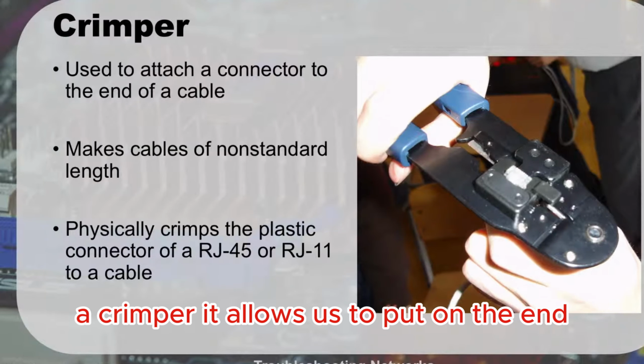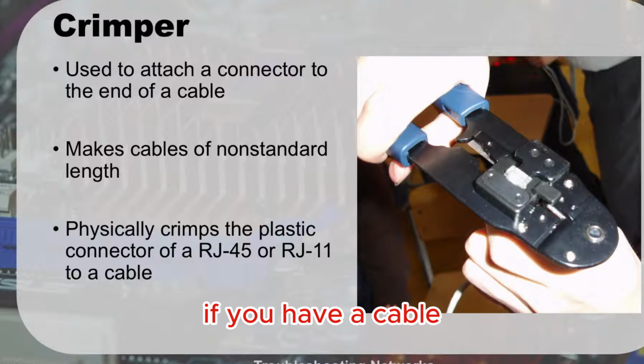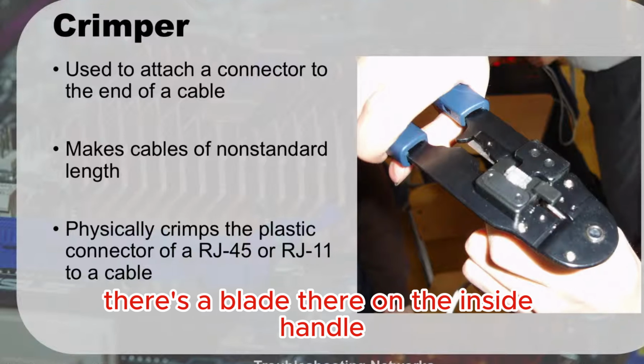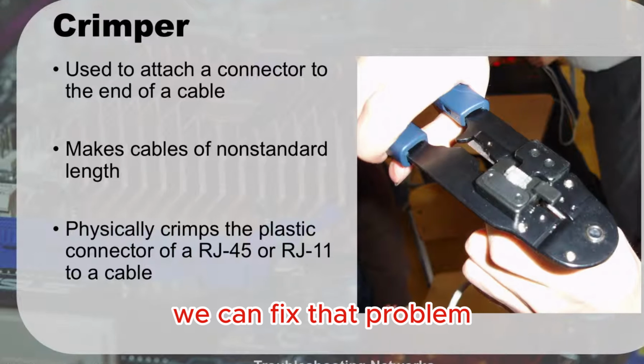A crimper allows us to put on the end, the plastic end of the connector. Again, if you have a cable and the end has been damaged or destroyed, you can cut it off with a crimper, right? There's a blade there on the inside handle, and then we can strip it using the wire stripper and remake the cable. And that way we can fix that problem.